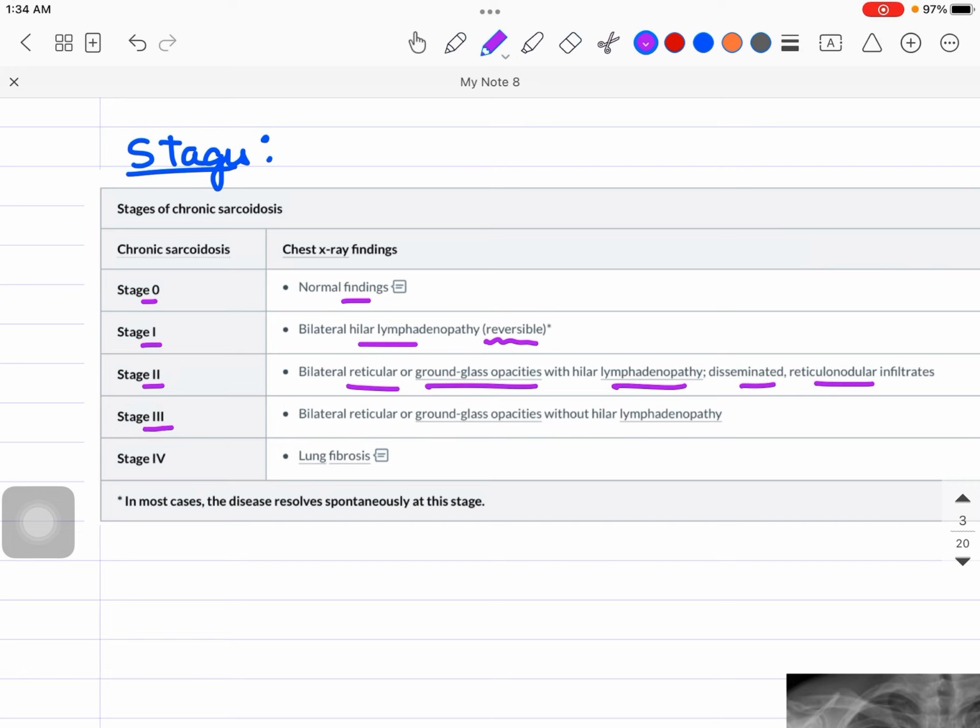As the disease progresses in stage 3, along with the bilateral reticular or ground glass opacities, they will be there without hilar lymphadenopathy. And in stage 4, there will be lung fibrosis, or pulmonary fibrosis, right? In most of the cases, this disease will be taken care of by the immune system spontaneously, and they don't need the treatment as well.